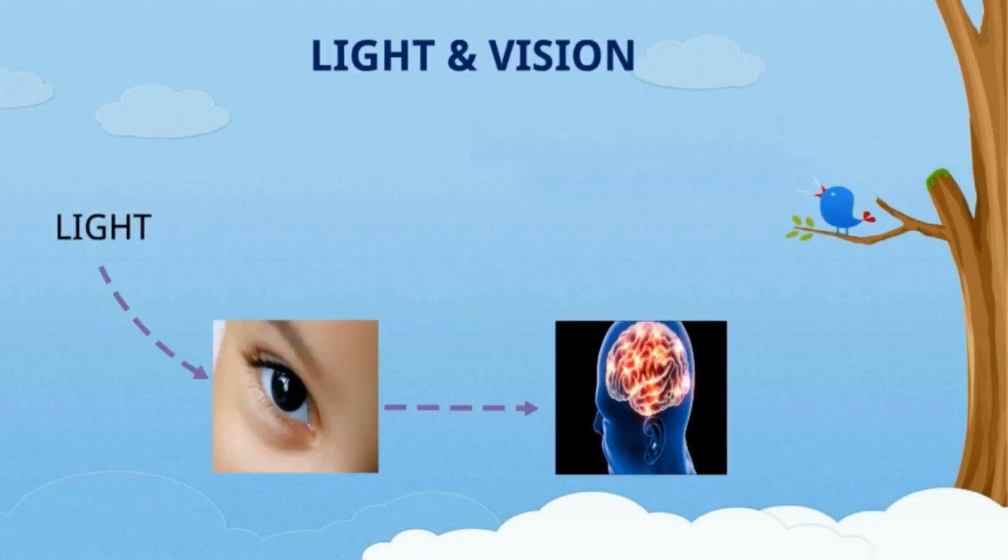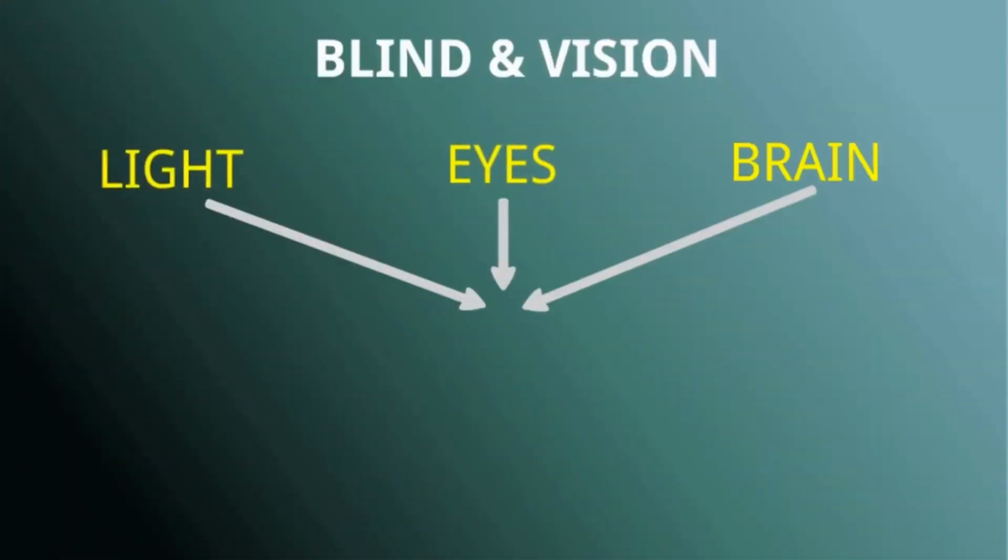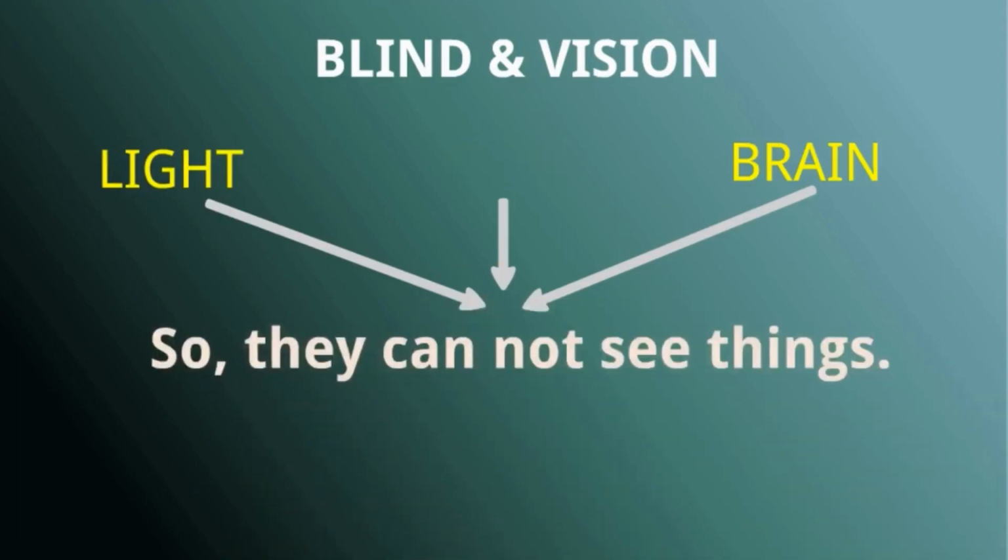Our eyes give a signal to our brain, and in our brain all the images of things are already stored. When we see an object, the brain gives a signal that this object is a bird. So light, eyes and brain together help for vision. Blind and vision. But if eyes are not functioning, vision will not be there and we cannot see anything.